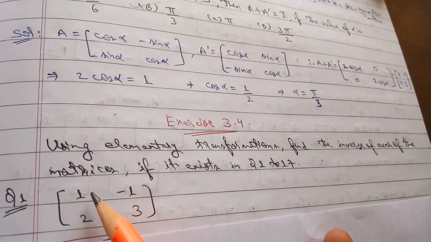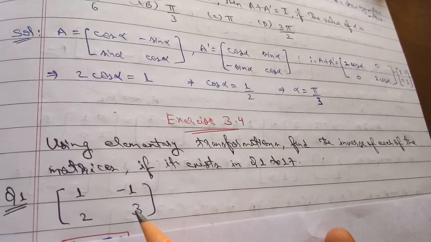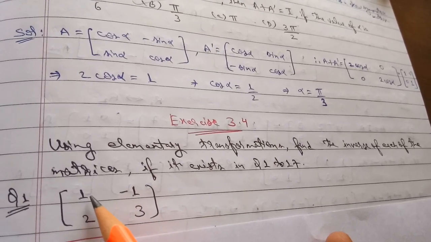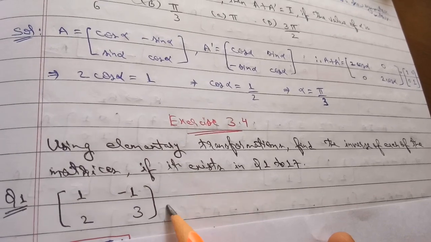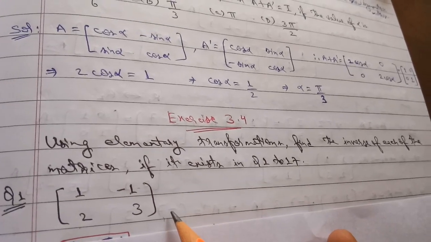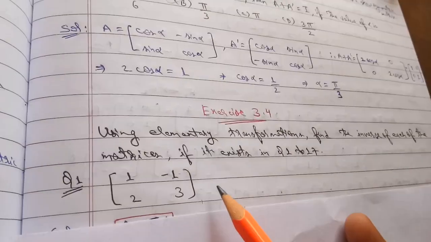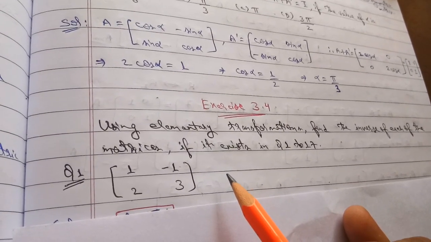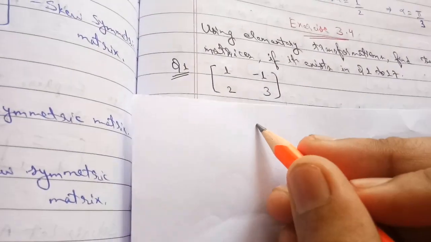It says: using elementary transformation, find the inverse of each of the following matrices, right? In the first question, they have given us the matrix 1, -1, 2 and 3. It is a 2 cross 2 matrix, so we have to find its inverse with the help of elementary row transformation, right? You have to remember the formula.